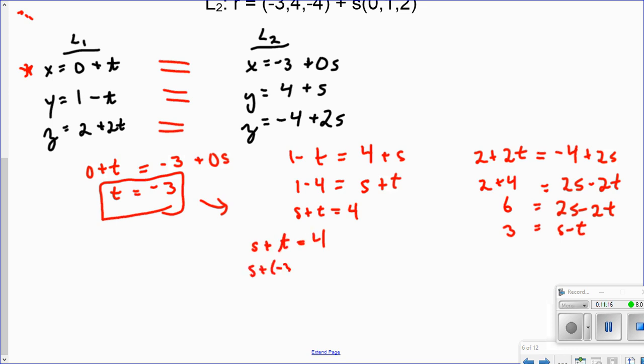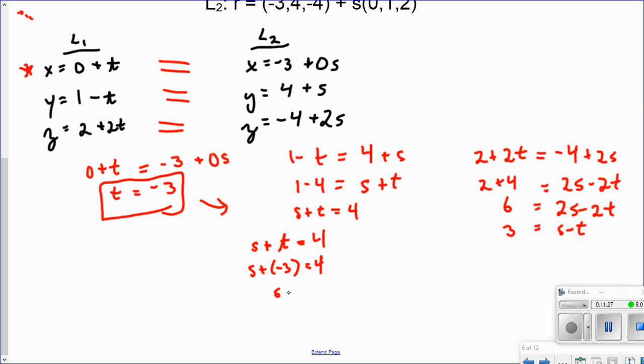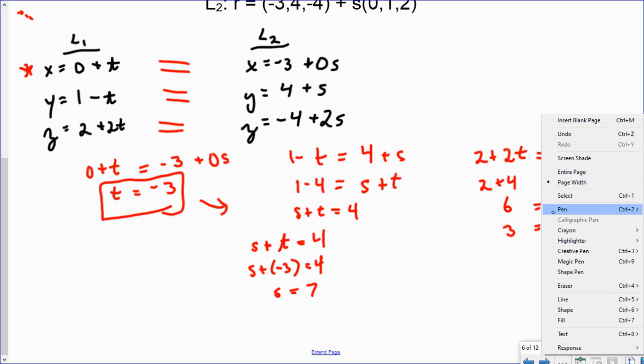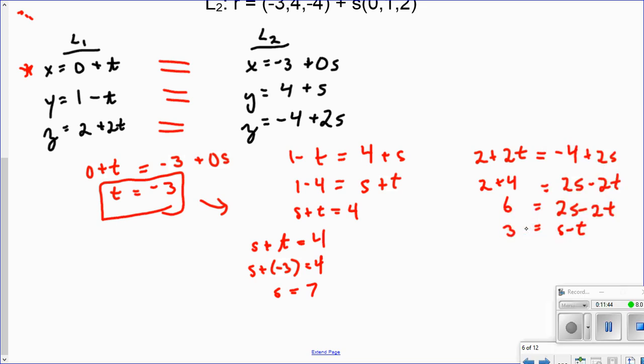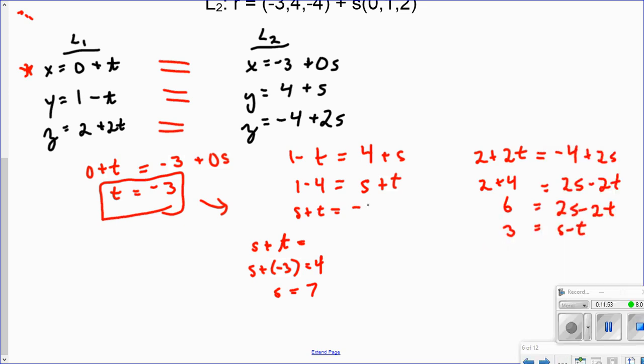So s would be... this would be 7. Not quite. No, I'm sorry. I better back up. I'm sure you would have caught me in class. What was I thinking here? 1 minus 4 is actually negative 3. So let's back right up here. And then I have negative 3.